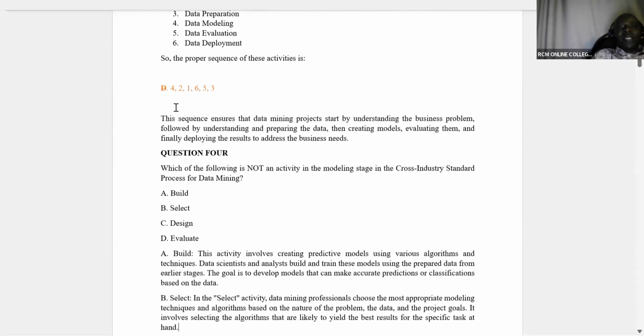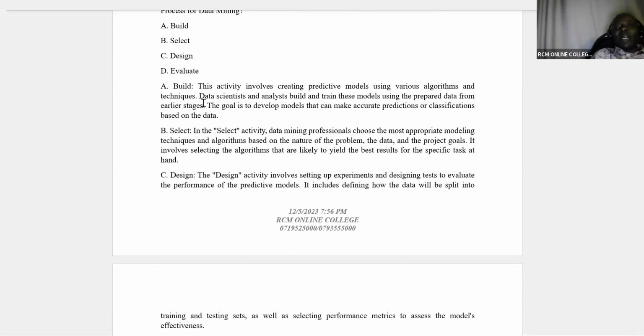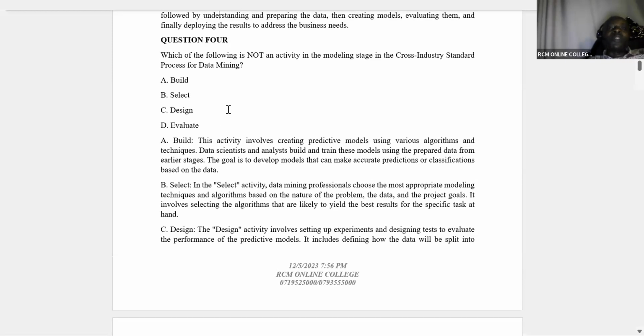All right. Now, ladies and gentlemen, here we have a very interesting question. We are told here the process for data mining. Which of the following is not an activity in the modeling stage in the CRISP model? Not an activity in the modeling stage.